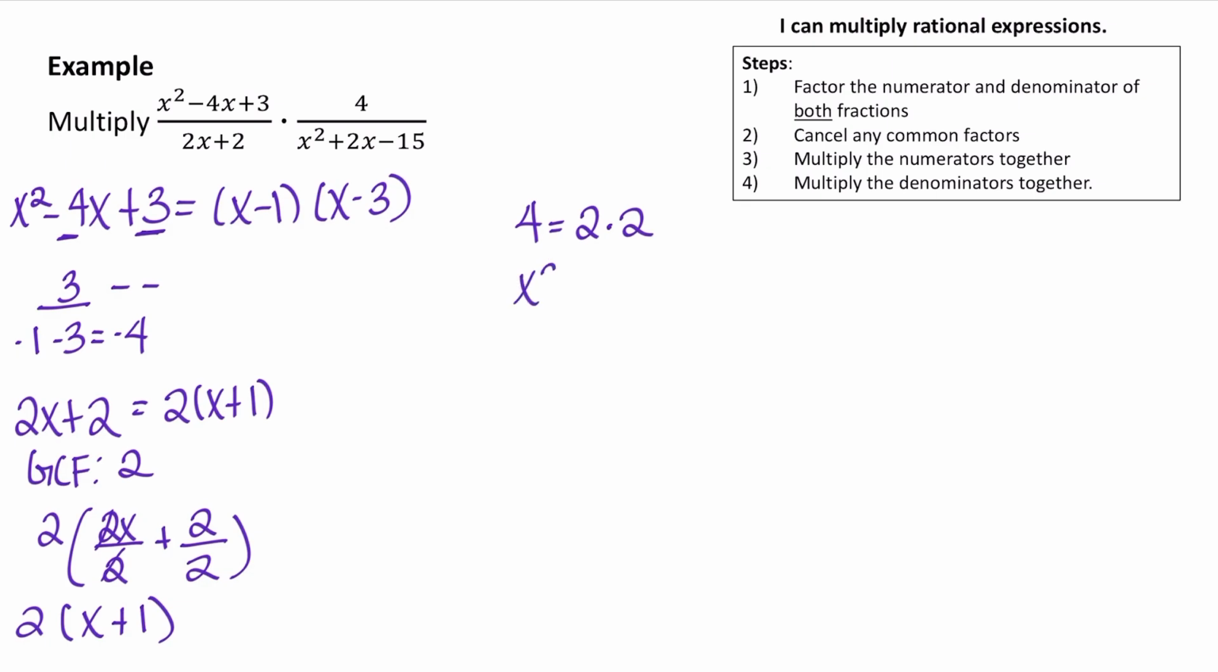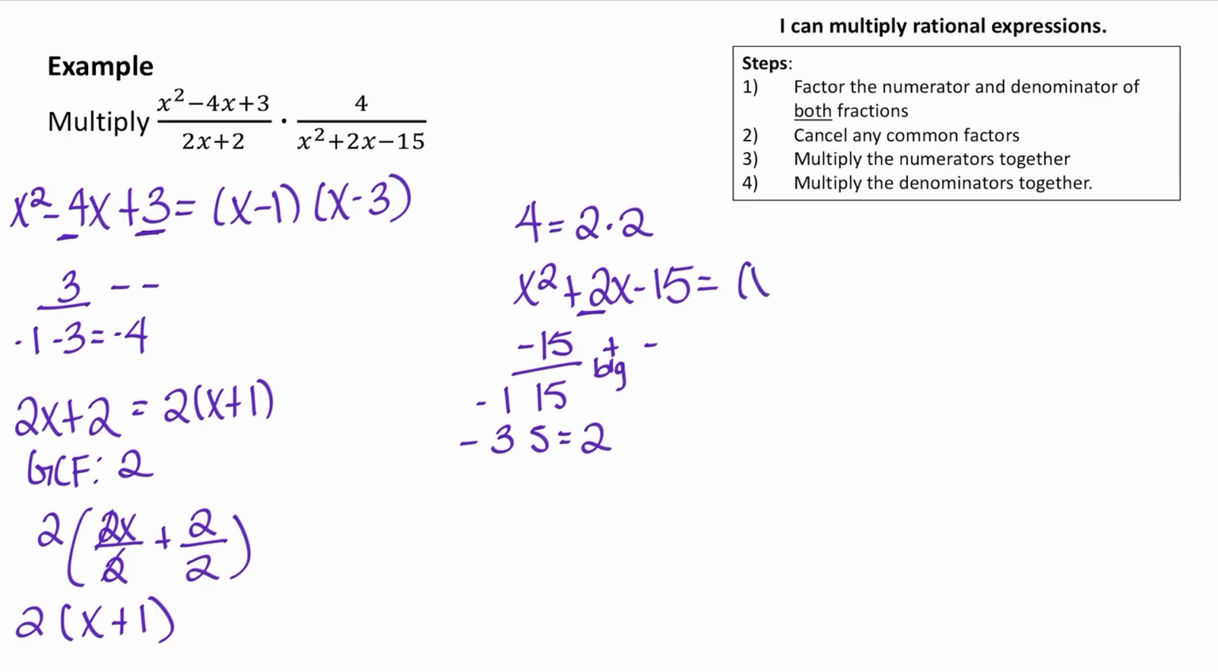And now let's factor x squared plus 2x minus 15. So when we factor that, we're going to look for two factors of negative 15 that add up to 2. Since 15 is negative, I'm going to have two factors with opposite sign. Since 2 is positive, the bigger factor is going to be positive. So we have 1 and 15, and then 3 and 5. So the correct combination of factors is going to be negative 3 and 5, which does give me 2. So that means the factored form is x minus 3 times x plus 5.